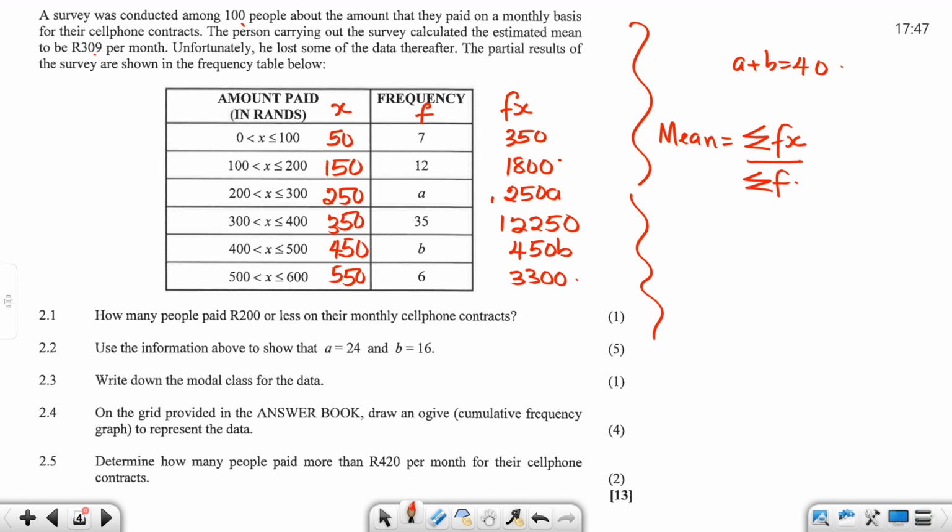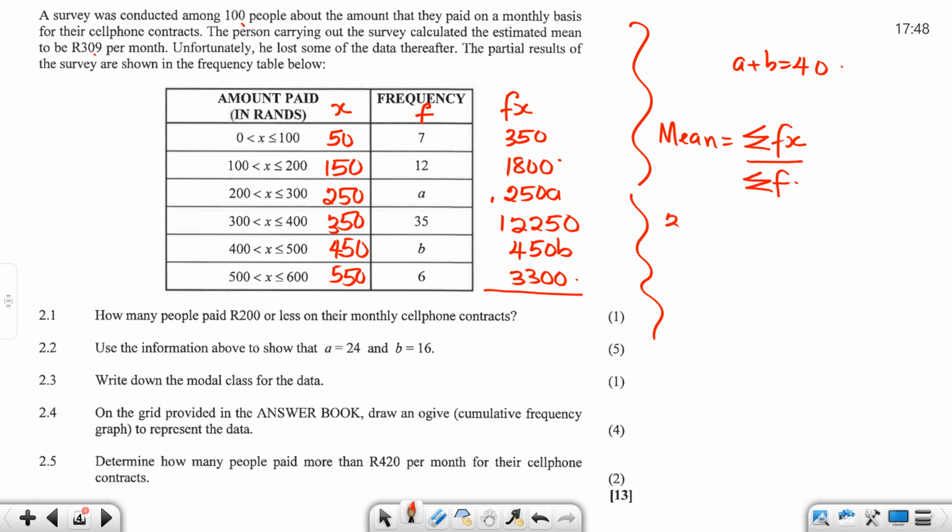So already I have this. It means we need to add all of these things. Can we add? Please don't add the 250A and the 450B. We are saying sum of f times x. Just omit the 250 and the 450.